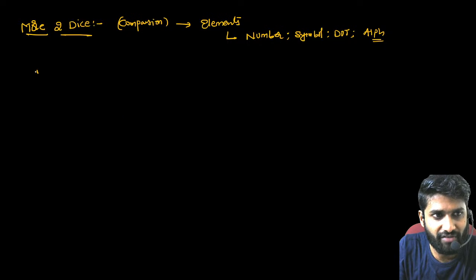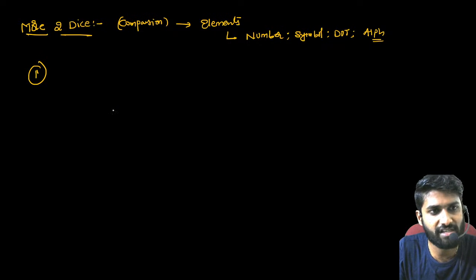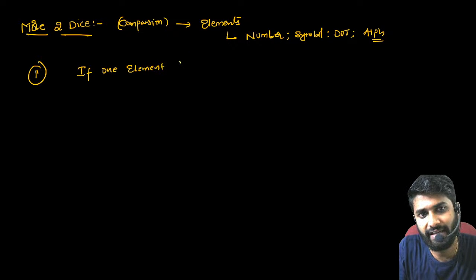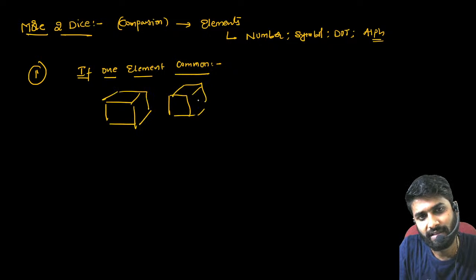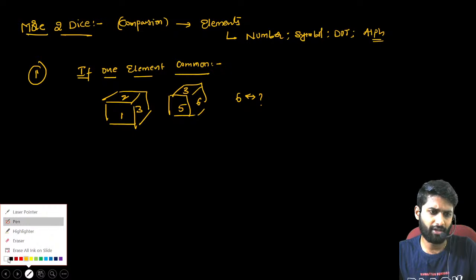Now the first observation. If there are two or more than two dice, you definitely require an observation. What is the first observation? If one element is common, this is the first observation. For example, this is die 1 and this is die 2, they give 1, 2, 3 and 3, 5, 6, and ask what is the opposite number of 6. Sometimes they give two dice or more, it doesn't matter.